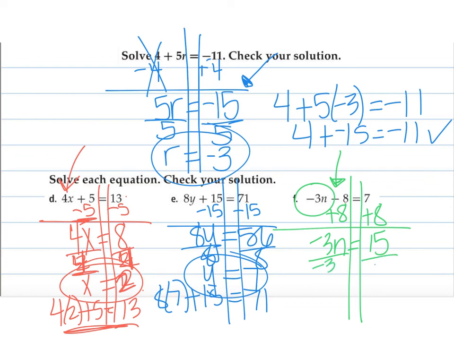Divide both sides by negative 3. N equals negative 5. And then negative 3 times negative 5 minus 8 equals 7. So I have 15, because these together are 15, minus 8 equals 7. So n equals negative 5.